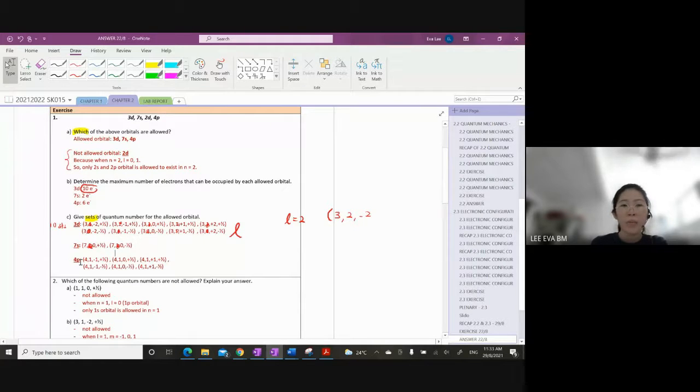Then for our 4p, we have altogether 6 electrons. So you should have 6 sets of quantum number. So ini tak ada masalah lah. 4, 1, negative 1, positive half. Okay, and then 4, 1, 0, positive half. 4, 1, positive 1, positive half. And then after that, only you do the spin for negative half. 4, 1, negative 1, negative half. 4, 1, 0, negative half. 4, 1, positive 1, negative half. So all 6 sets of quantum number.